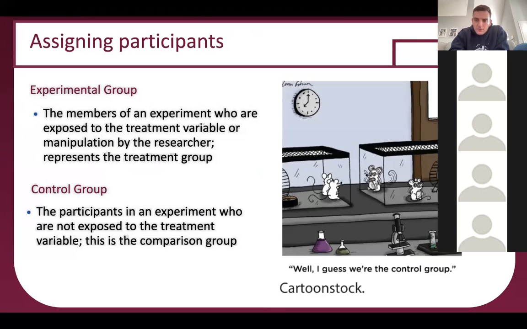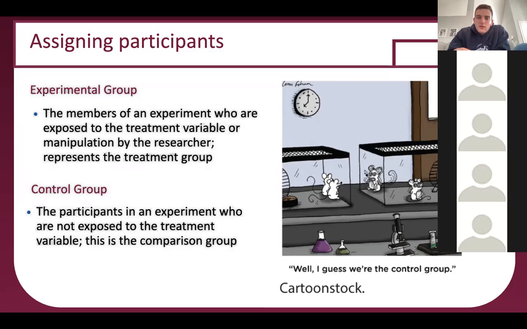Okay, and so the experimental group, as you can see here, you can see these two mice over here on the left that are just kind of chilling. Everything's fine with them. And then you can see the other ones that are going a million miles an hour. So let's say that we were trying to study the effect of caffeine in this experiment.